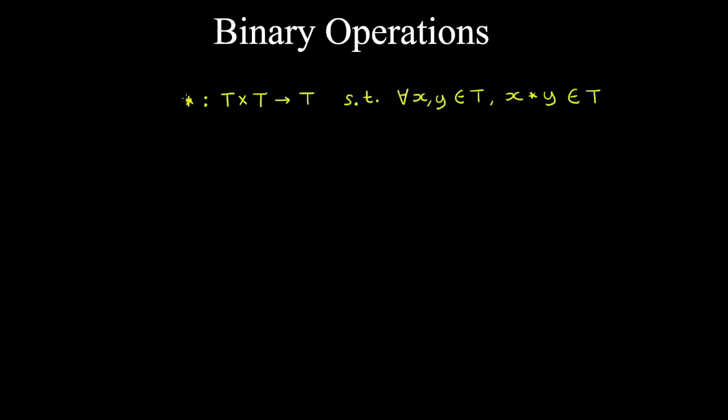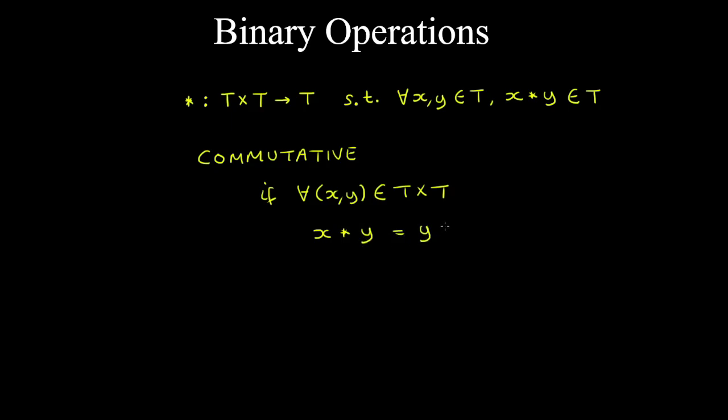Now we say our binary operation is commutative if for all our ordered pairs x, y in the Cartesian product of set T, we have the binary operation x star y being equal to y star x.